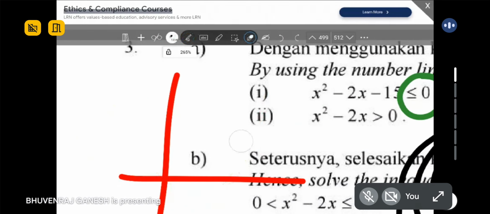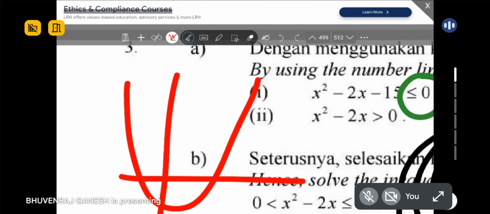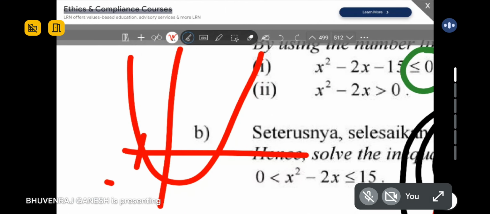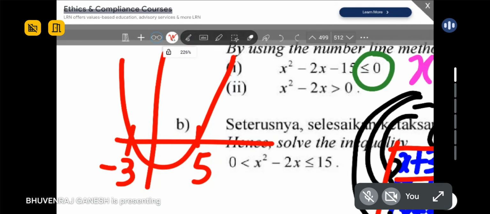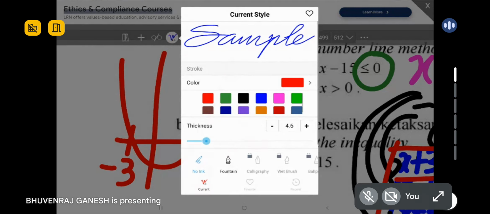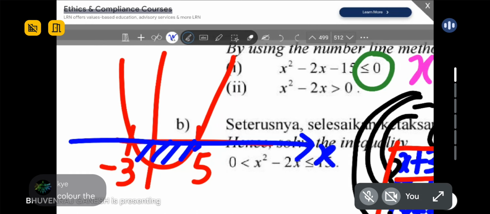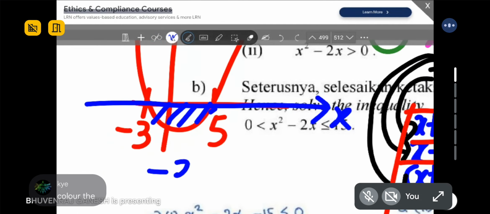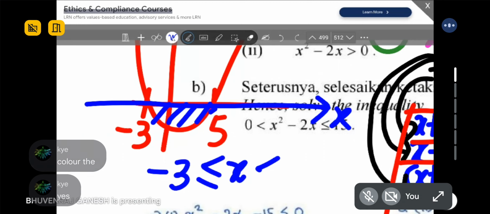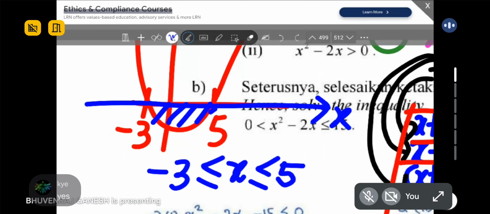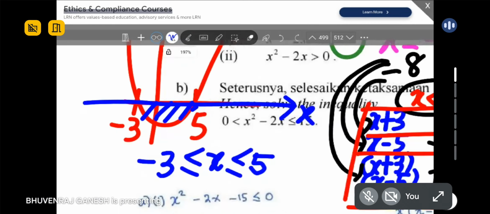So, okay, wait, I need to change. So maybe like this. So negative 3, 5, and then they say less than or equal to 0. Lebih kurang atau sama dengan kosong. So this is your x-axis, right, guys? Paksi x. So when they say less than or equal to 0, you must shade down ke bawah. So do you get the same answer? Yes. Okay, jawapan masih sama. Can you see? So whatever method you use, still the same answer.